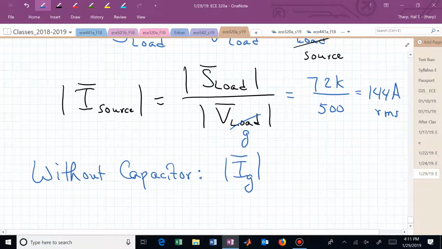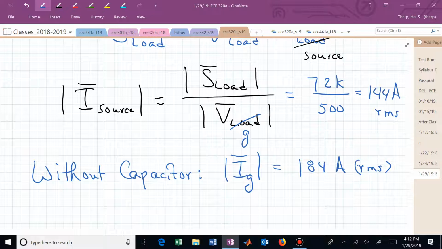So the magnitude of our source current without the capacitor was 184 amps. Do you see how adding that capacitor is now requesting a lot less current from the power company? The voltage is the same, but we've reduced the amount of power we're requesting the power company to give us, and load 1 and load 2 did not change. We're still able to keep them moving. We've just made the power company's job easier by adding in this capacitor.